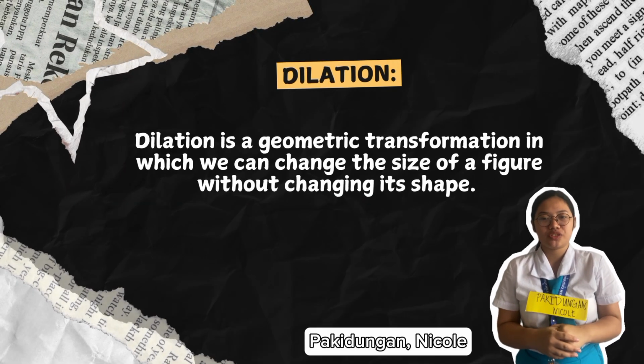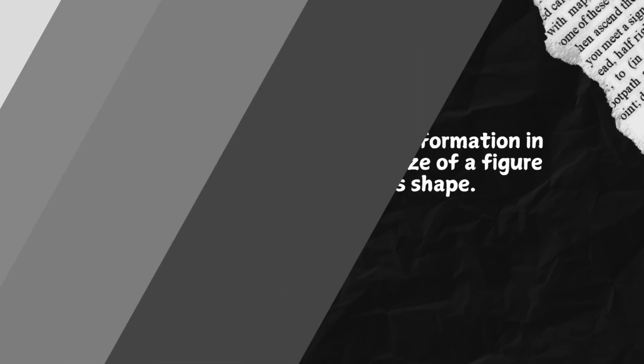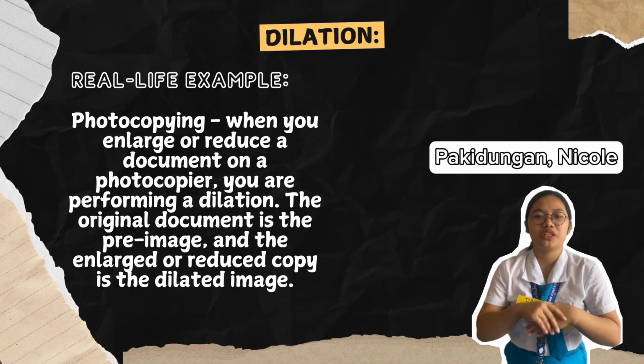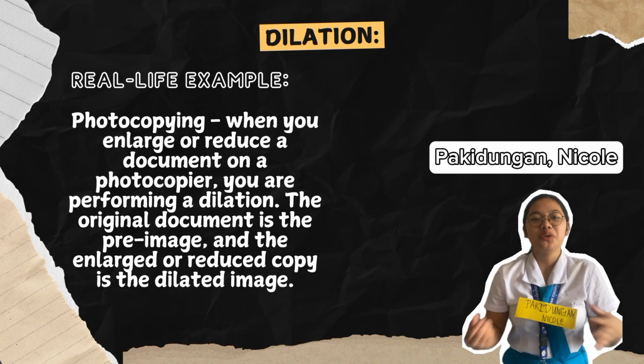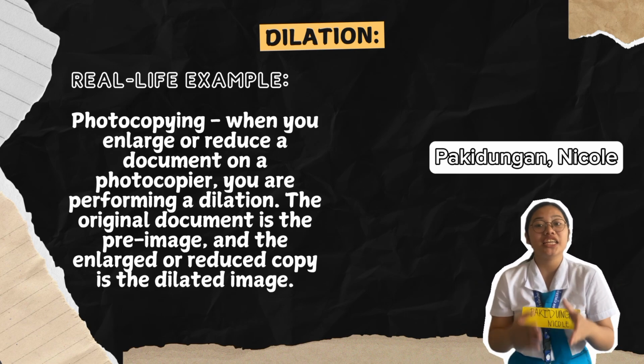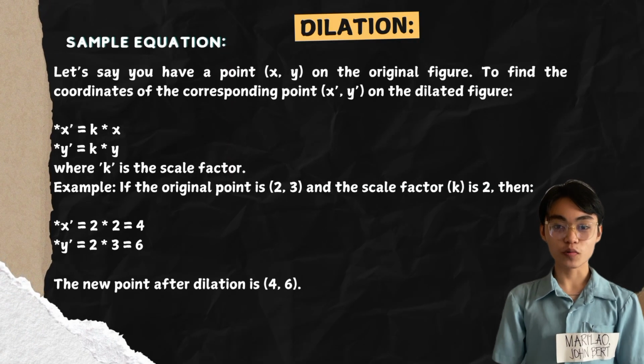Dilation is a geometric transformation that changes the size of the figure while preserving its shape. Real-life example, photocopy. When you enlarge or reduce a document on a photocopier, you are performing a dilation. So the original document is the pre-image, and the enlarged or reduced copy is the image. These are the equations examples.